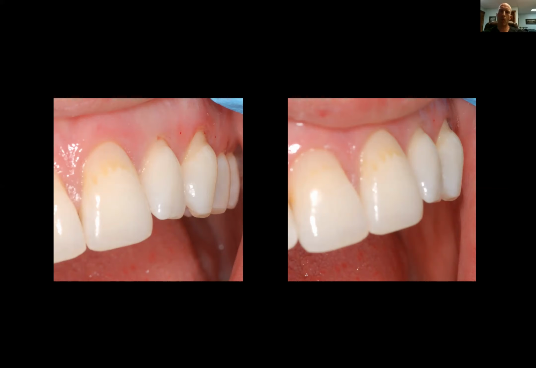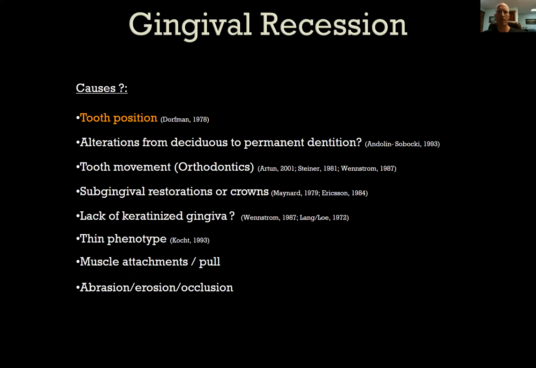And so it's important that we do some root modification in instances like this in order to make our grafting more successful. We want that buccal prominence to be in line with the adjacent teeth and as much in line with the alveolar housing as possible to be successful.